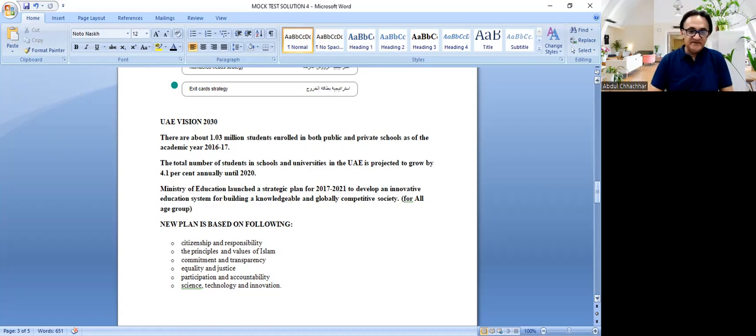This information I found most important. There are about 1.03 million students enrolled in both public and private schools as of academic year 2016-17. The total number of students in schools and universities in the UAE is projected to grow 4.1% by 20. Now you can see it's connected with the UAE Vision 2021. And now we are moving towards Vision 2030. And there's also Vision 2031, with some important points about that.